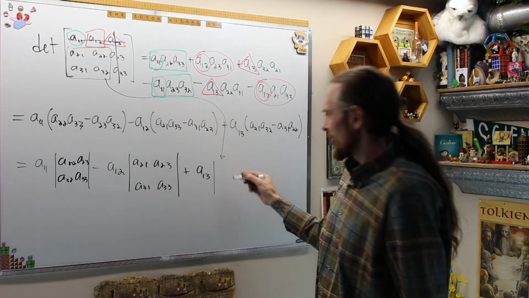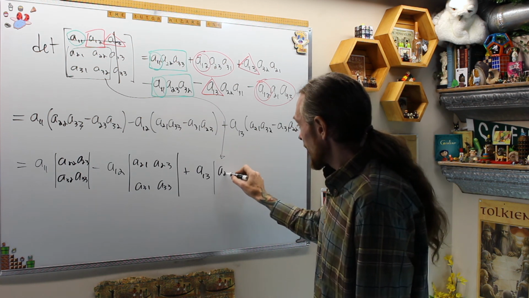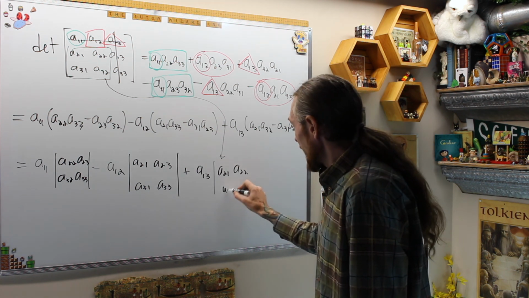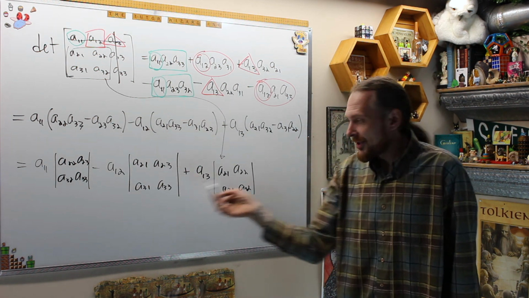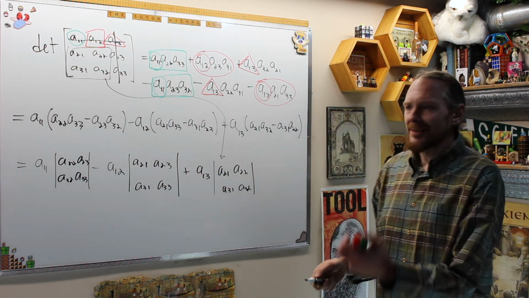Oh, you drew on the picture. It's mine. I do what I want. This is A21, A22, A31, A32. 2x2 determinants, 1x1 determinants. It gets a little bit better.